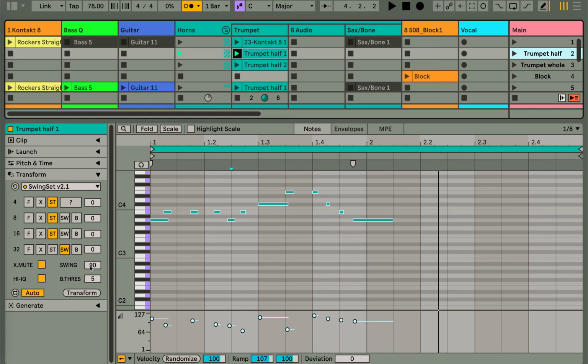And now let's play around with swing on the 32nd notes and see at what point they lose their charm, if at all. Keep in mind, they're heavily swung now. They're at 90%, where 100% would be the next 64th. So we'll do this in real time. So play the clip.